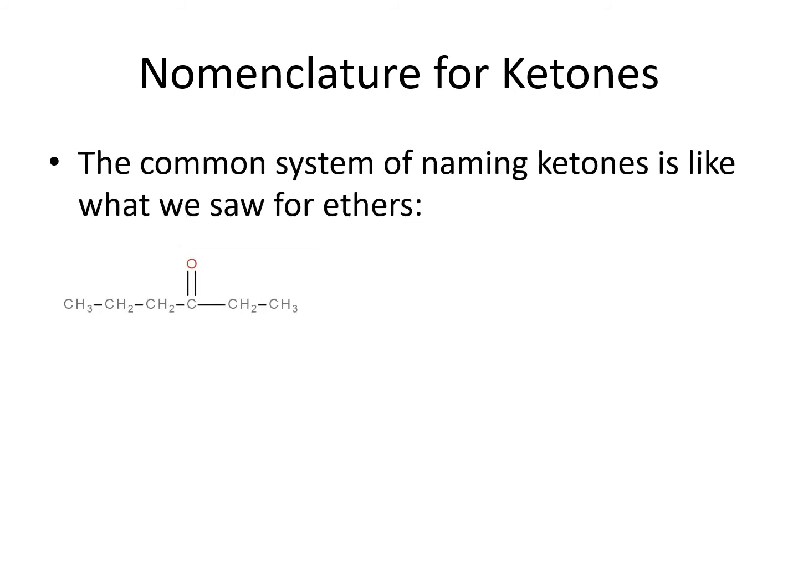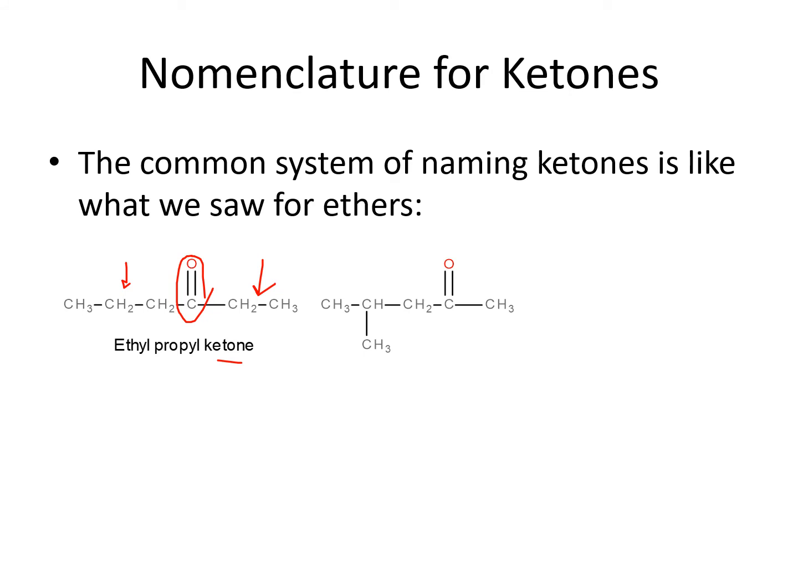There's even another way to name these ones that personally I like a little bit better. It considers that this is in the middle and then what groups exist on the outside. We've got 2 carbons long as an ethyl. We've got a propyl here. So we could call this one ethyl propyl ketone. That one's easy to remember.